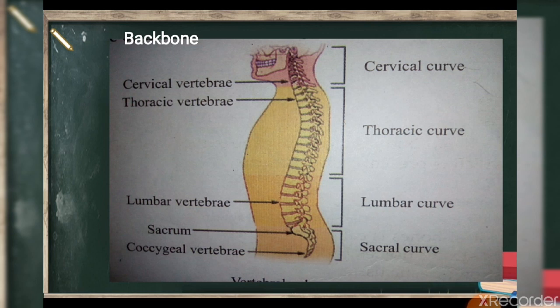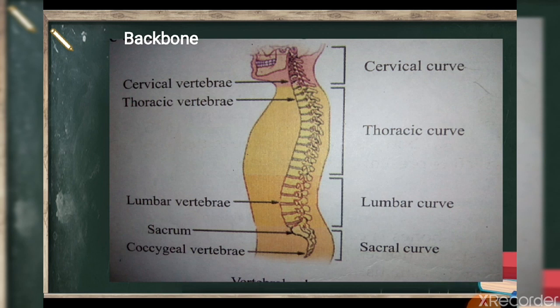Got it? So, a series of small bones form the backbone of the human body. These are called the vertebrae, or the vertebral column. It is a strong column which is made up of 33 small bones. The vertebrae are hollow. Hollow means empty inside. Hollow in the center and they protect the spinal cord.